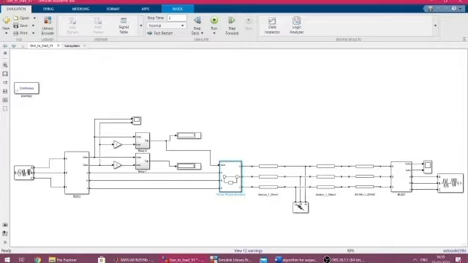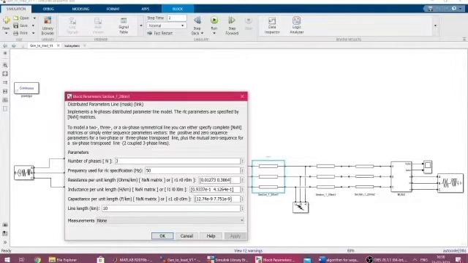The transmission line of the three-phase power system model is represented in three sections, and each of these sections is represented by a distributed parameter block, where we have specified the number of phases, frequency 50 Hz, and resistance per unit length, inductance per unit length, and capacitance per unit length. While all these parameters are the same for the three sections, we only need to change the line length for each section. For example, for section number 1, we have kept the line length as 10 kilometers.